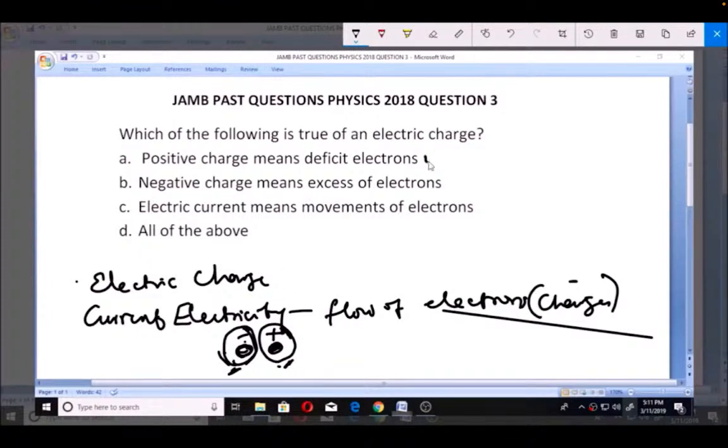When there is a deficit of this electron that is negative, there will be more of this positive charge. So this is true. Then negative charge means excess electron. Of course, that is true. When there is plenty of these electrons that are negative, then it has to be negative charge overall. So this is true. Now electric current is the movement of electrons. From this other definition, this is true. So all of the above should be the general answer that is true. So that makes the answer to the question.